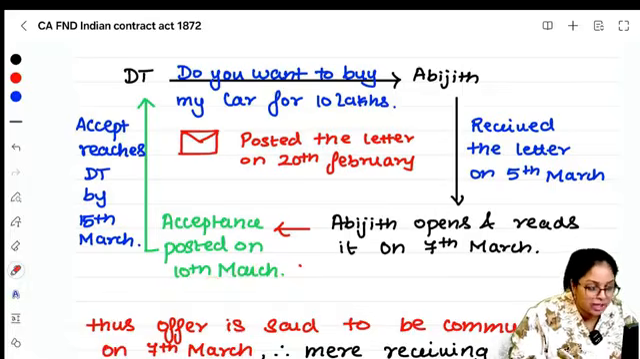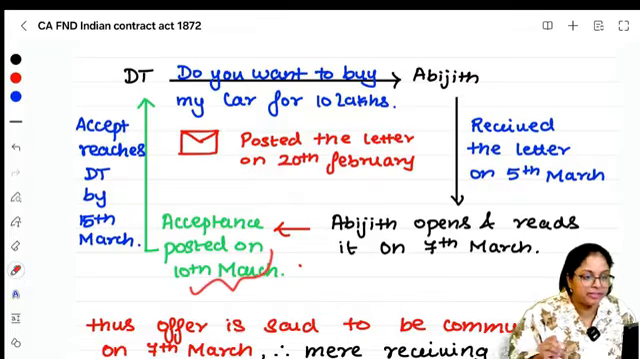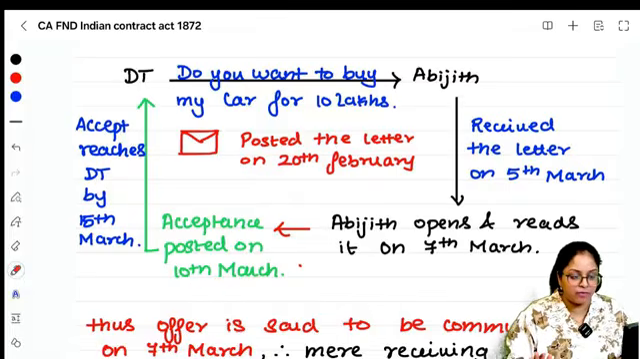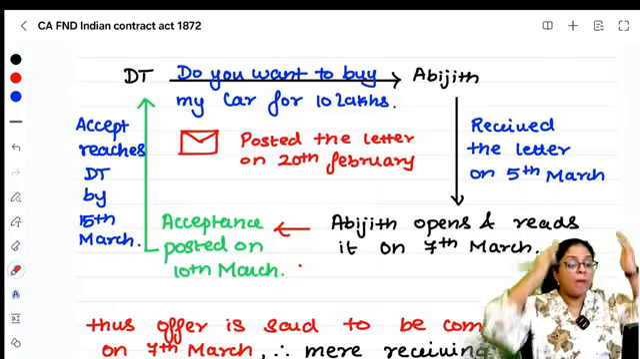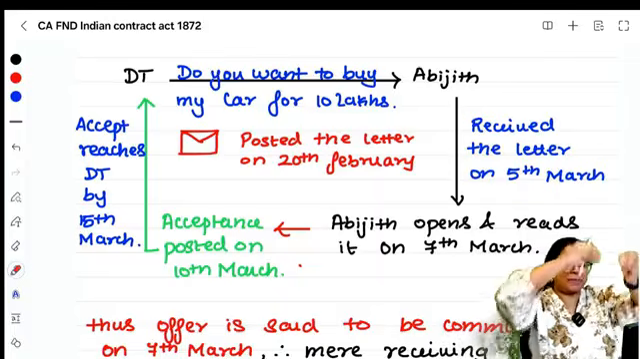Think and tell me, can I revoke my offer after the 10th? Can I revoke? No, because the moment he has given acceptance, you remember that?